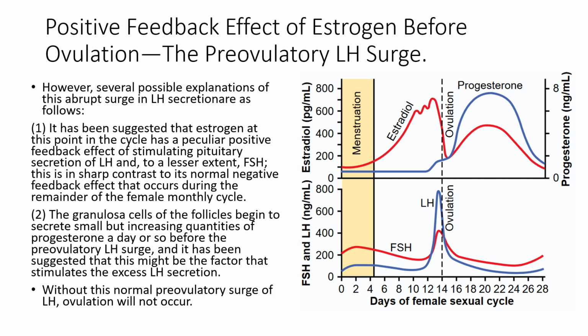However, several possible explanations of this abrupt surge in LH secretion are as follows. 1. It has been suggested that estrogen at this point in the cycle has a peculiar positive feedback effect of stimulating pituitary secretion of LH and, to a lesser extent, FSH. This is in sharp contrast to its normal negative feedback effect that occurs during the remainder of the female monthly cycle. 2. The granulosa cells of the follicles begin to secrete small but increasing quantities of progesterone a day or so before the preovulatory LH surge, and it has been suggested that this might be the factor that stimulates the excess LH secretion. Without this normal preovulatory surge of LH, ovulation will not occur.